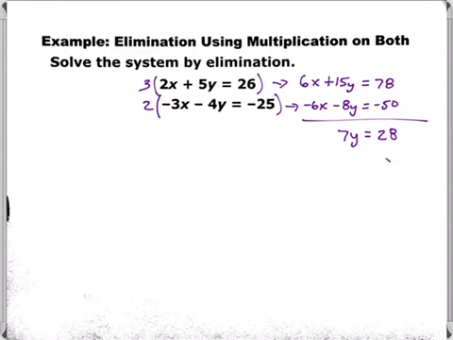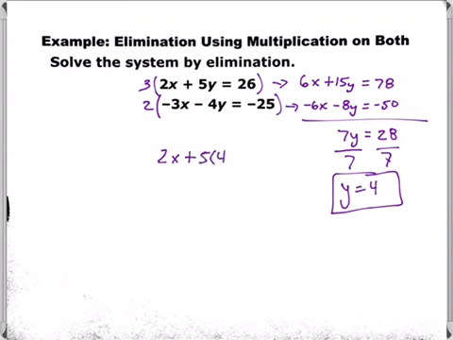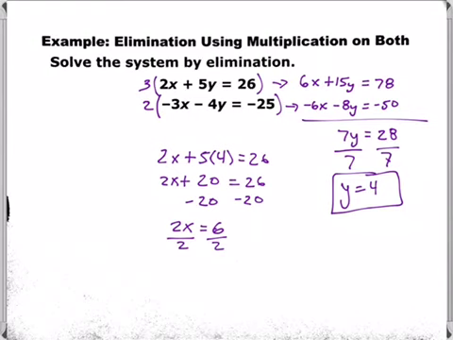There we go. And so now the only thing I have to do is divide both sides by 7, and I get y to equal 4. Now that I know what y equals, I'm going to plug it back into the first equation. So 2x plus 5 times 4 equals 26. 2x plus 5 times 4, which is 20. So it's 2x plus 20 equals 26. I'm going to subtract 20 from both sides. I've got 2x equals positive 6. Divided by 2, you get x equals 3. So your ordered pair becomes 3, 4.